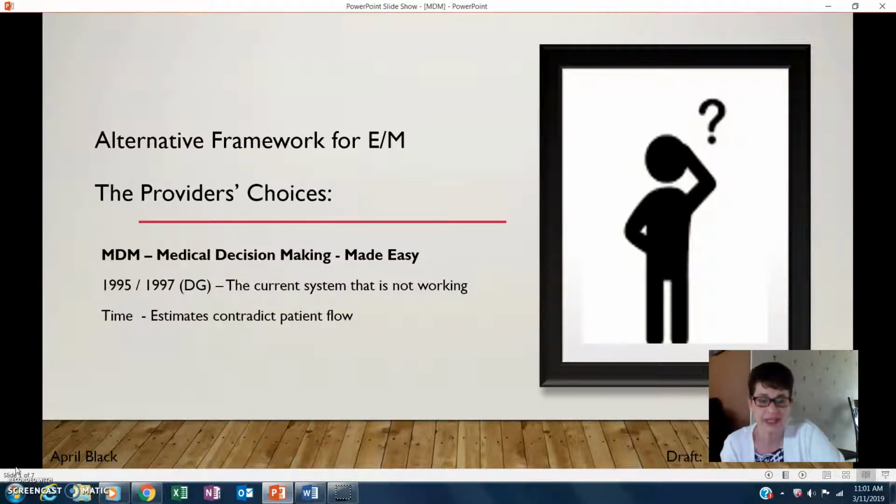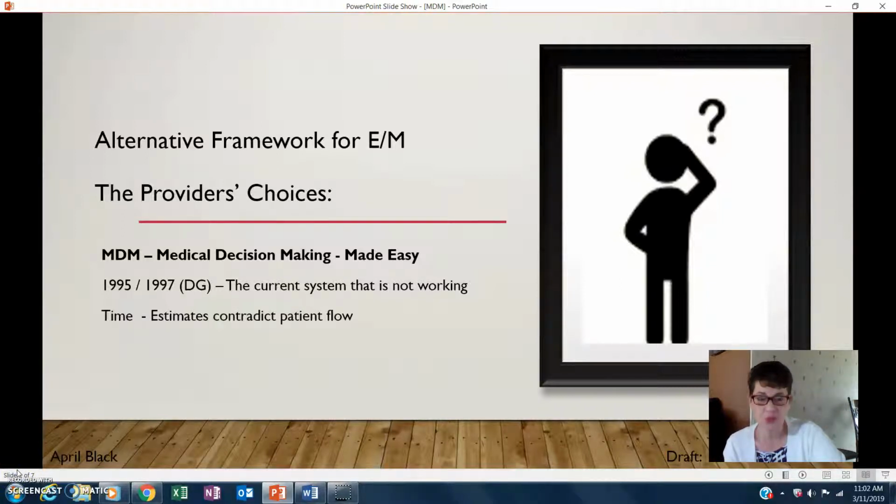What is the best way to document and bill and be paid for the work you're doing with evaluation and management services? It can be easy. The Simplification Act, an initiative being done by CMS, is taking steps in the right direction, but it's still several moves behind where it should be.